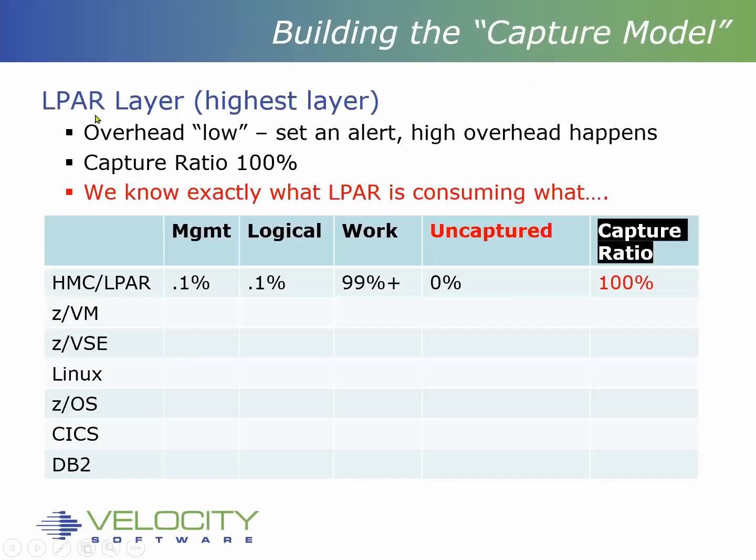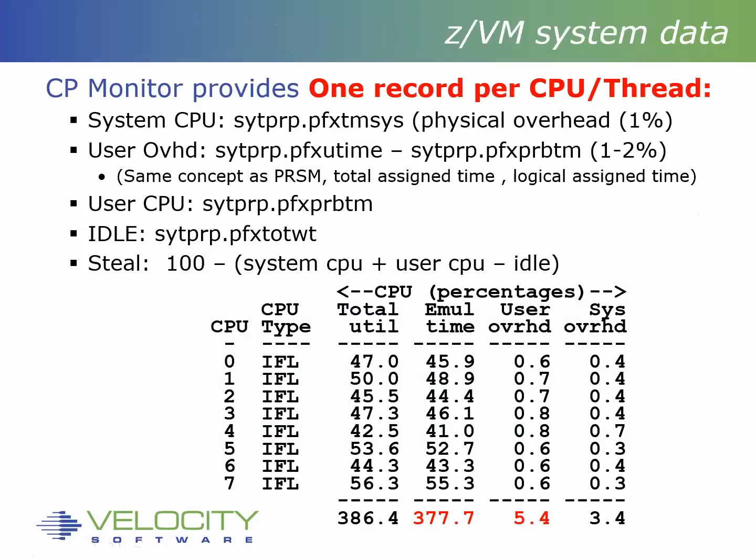So when I look at LPAR, when I start to build my model, how much do we lose? We don't lose very much at the LPAR layer. So 99% of it is going to be work. Uncaptured, I can't detect any uncaptured at this level. However, when I look at the hardware level, then I start to see something a little bit different. So I'm going to look at VM first, just real quick.